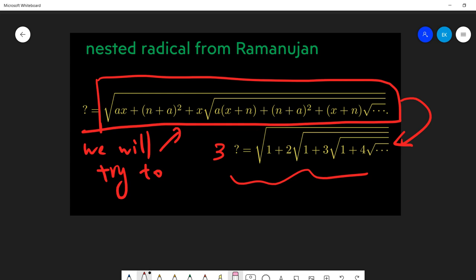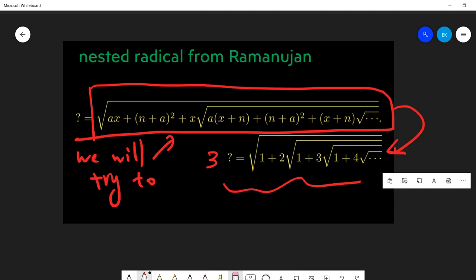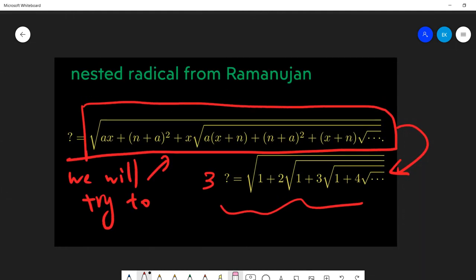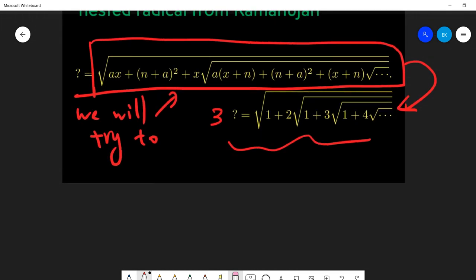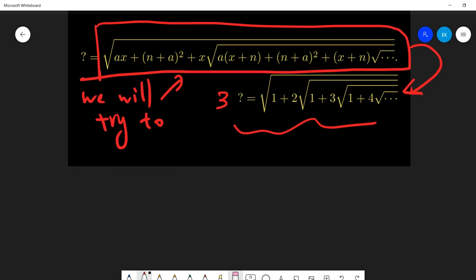We will use this result to solve the famous Ramanujan one. So this is a generalization video. Okay, let's write this as f of x. This is very non-trivial.